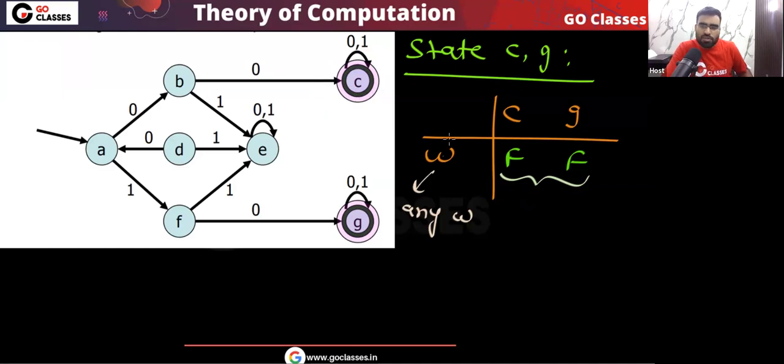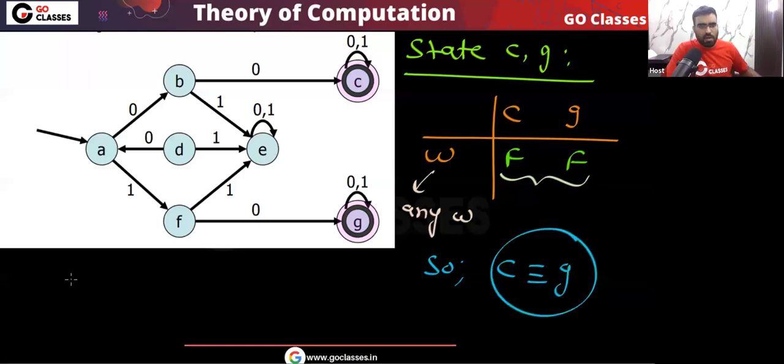Why are they equivalent? Because whatever string W you take, any W you take, this will also go to final. Yes or no? So I can say that for every string, both are going to final. So they are equivalent. Is this clear? So we can merge them, because these states are equivalent, and we can make a single state.